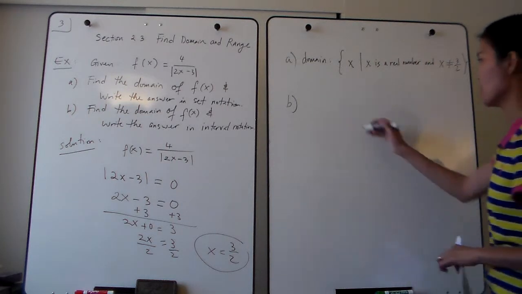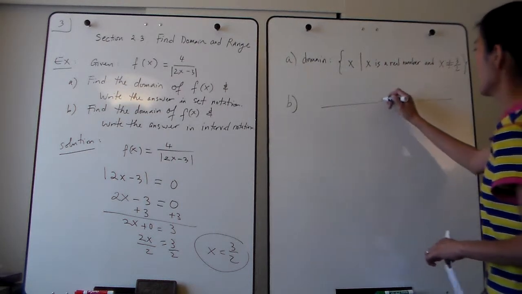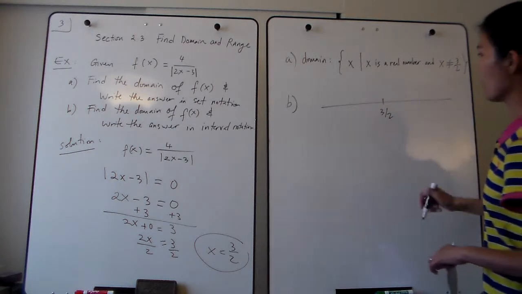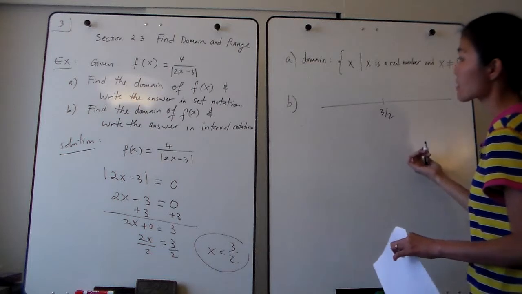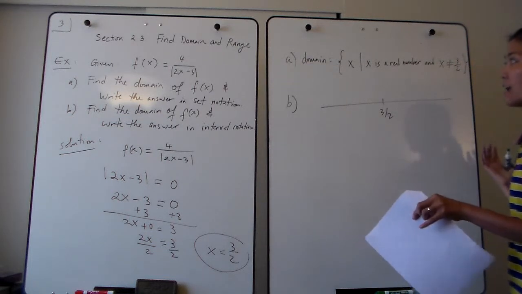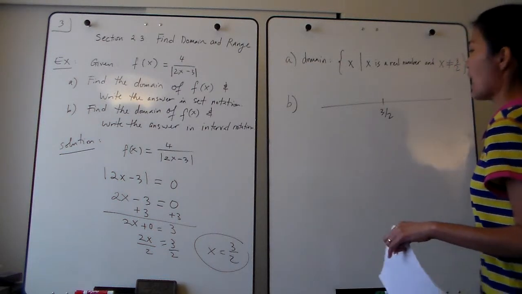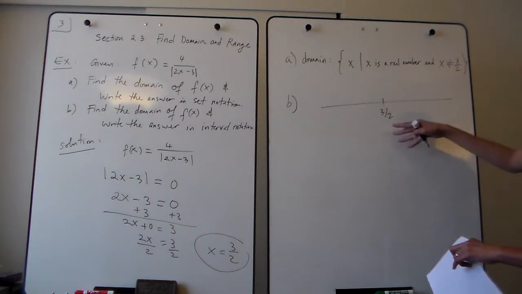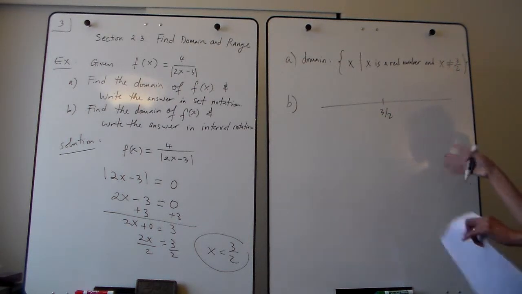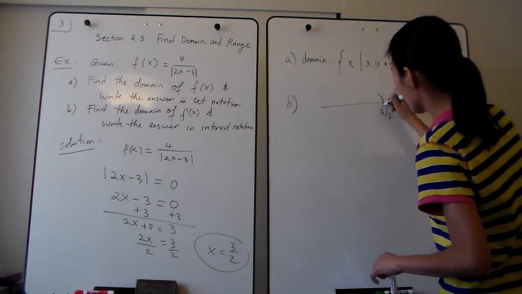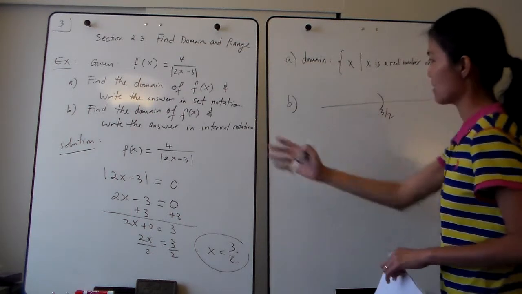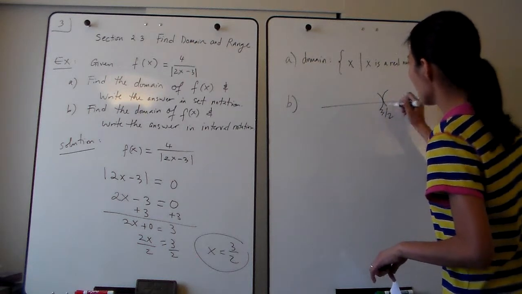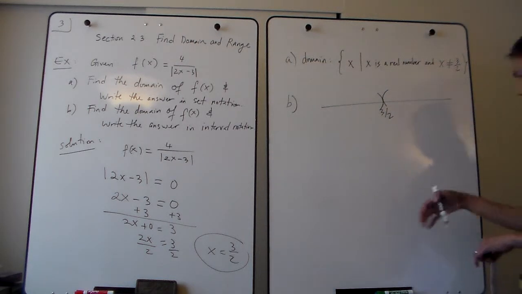For part B, we write this in interval notation. Again, if you have a hard time, draw a number line with 3/2 anywhere on the number line. We don't want it, right? So we use parentheses, because in this case x can be any number. Any number on the left of 3/2 is fine, and any number on the right of 3/2 is fine. So we use a parenthesis here from 3/2 to the left, and a parenthesis here from 3/2 to the right.